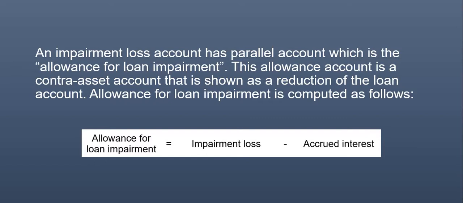So how do we compute the allowance for loan impairment? It is the impairment loss minus the accrued interest, if there is any. But if there is no accrued interest, then automatically your impairment loss is also the allowance for loan impairment. In cases where the borrower can no longer pay, usually the accrued interest is also not paid. If there is accrued interest, deduct it from the impairment loss, then you will get the allowance for loan impairment. Now, let's proceed with some illustration for loan impairment.